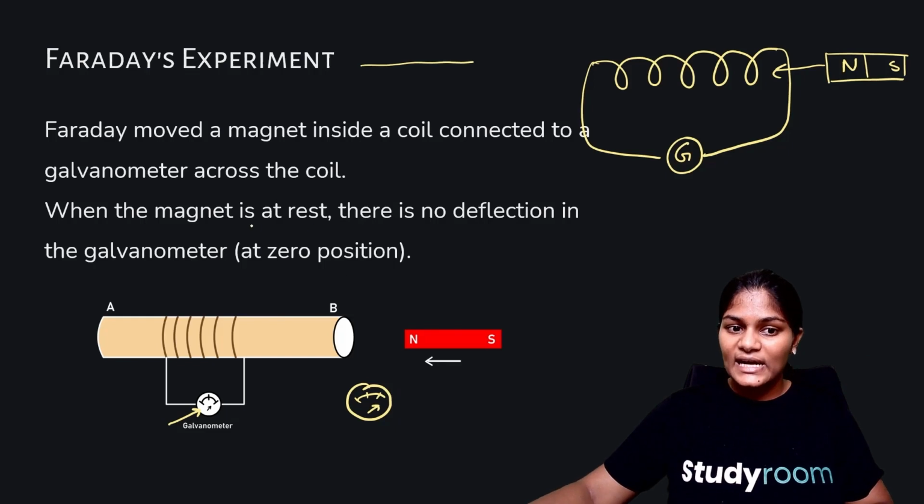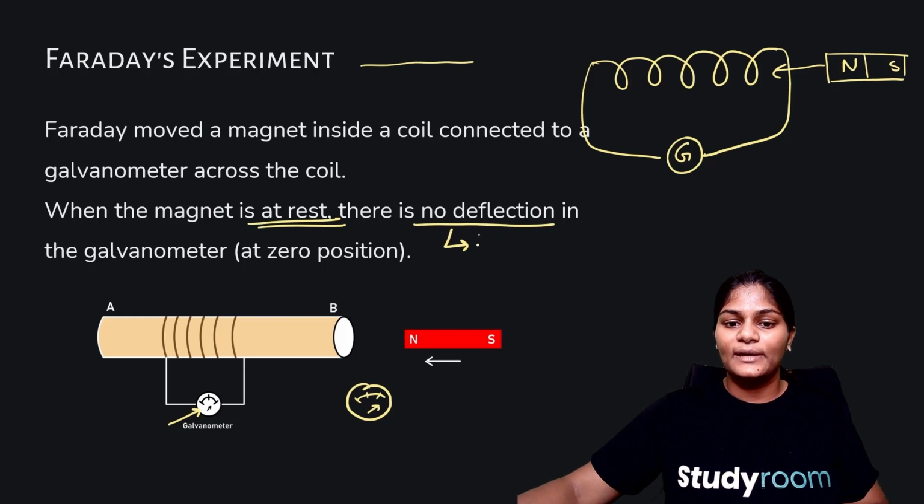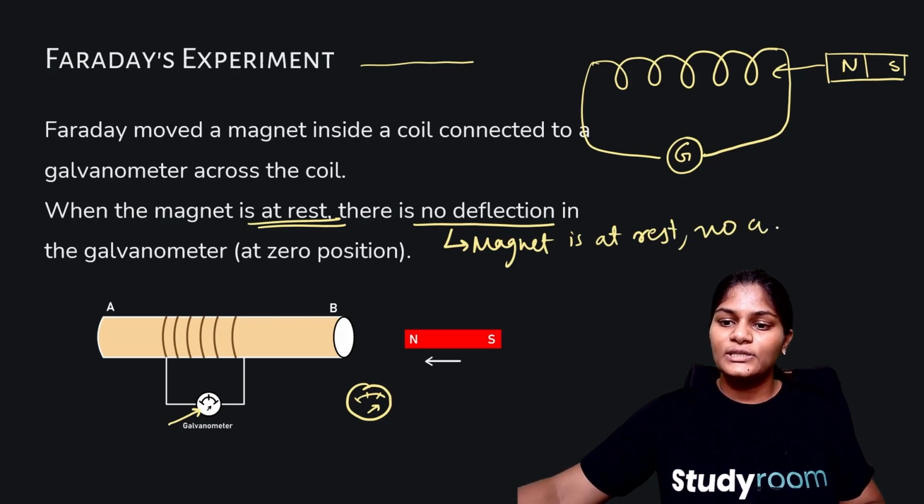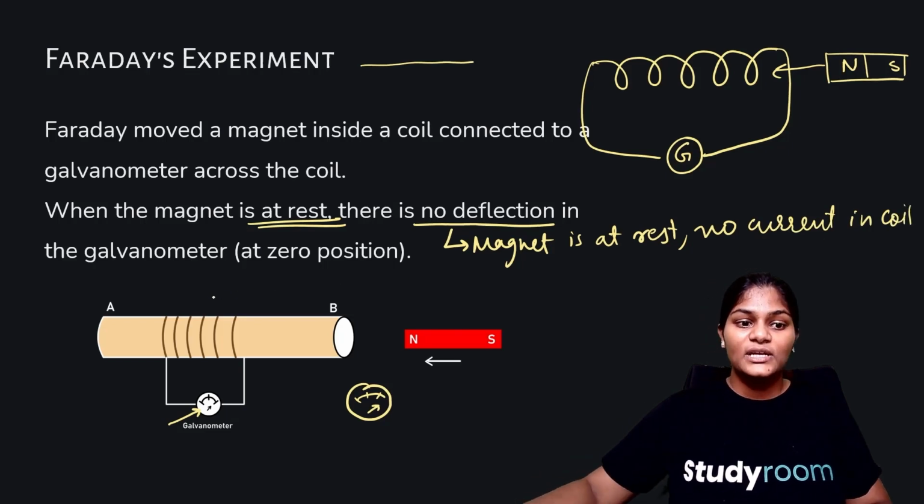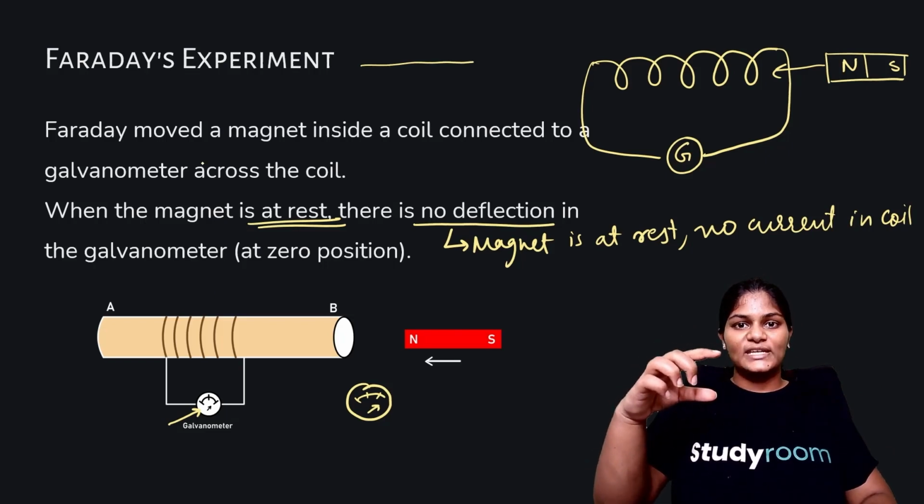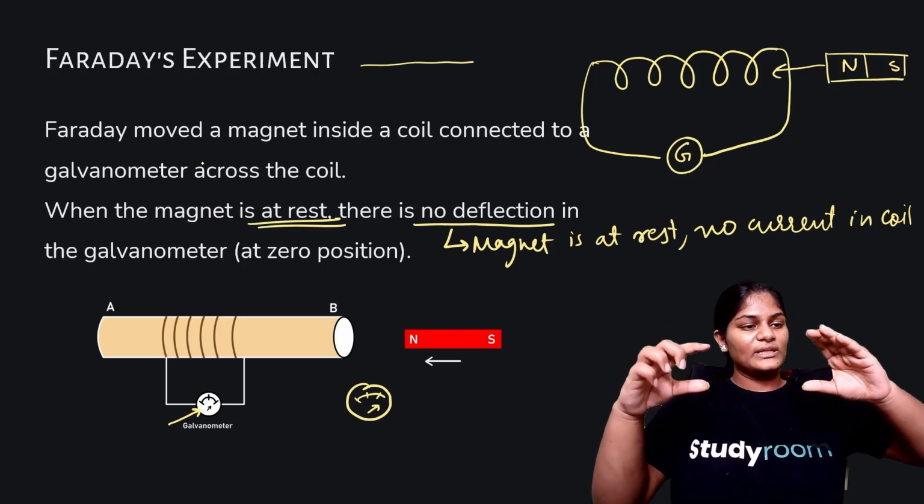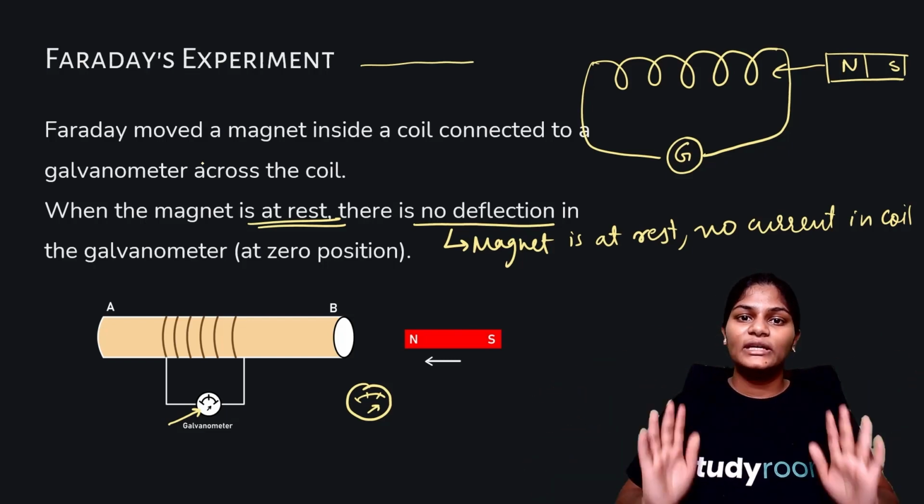When the magnet is at rest, when the magnet is not moving, there is no deflection. So what does that mean? That means that when the magnet is at rest, there is no current in the coil. Obviously, right? Because it was observed in the experiment that when the magnet is just kept, this is the coil, this is the magnet, when they're just kept like this, there is no deflection in the galvanometer. That means no current in the coil.